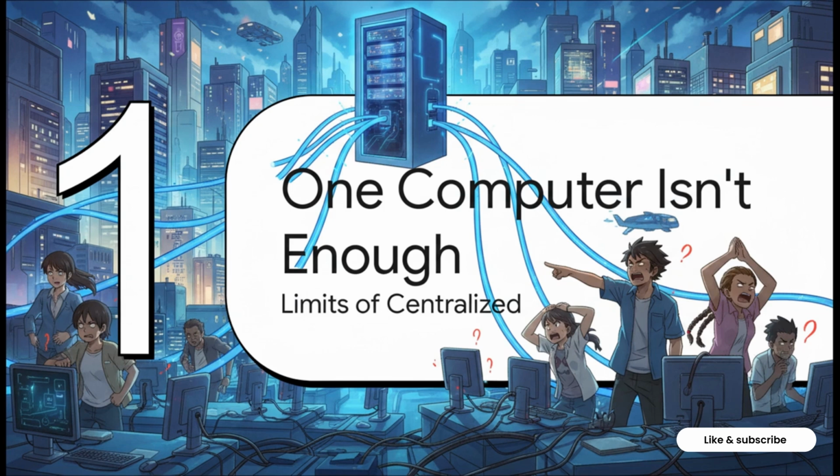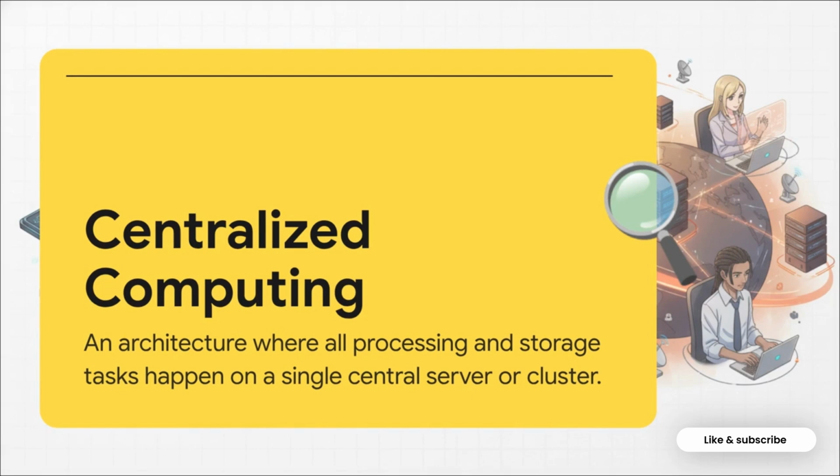And that brings us to centralized computing. So what exactly is centralized computing? Well, in a nutshell, it's an architecture where pretty much everything happens in one spot. All the heavy lifting, all the processing, the storage, the day-to-day management, it's all handled by one main server. The key takeaway here is that you have a single point of control for the whole operation.